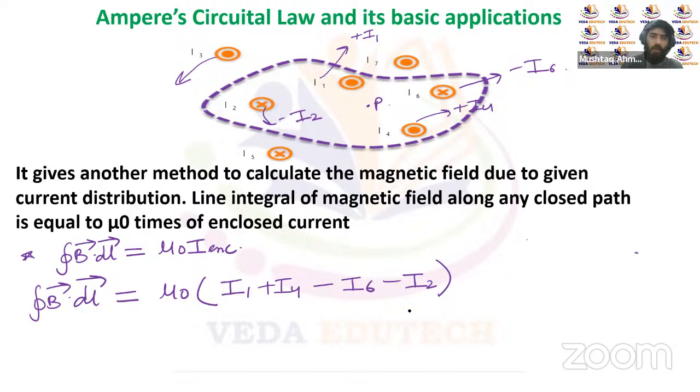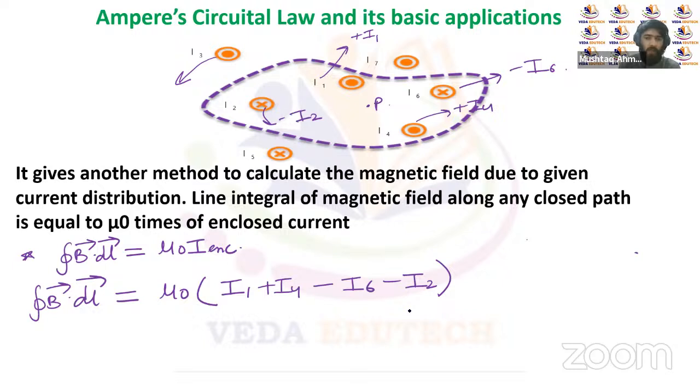I7 and I3 currents and I5 currents are not enclosed by this loop. So this will be the net magnetic field at this point P, right? Or we can say this is how we can apply Ampere's circuital law for this loop. For different symmetric systems, it's a very handy and important law to calculate the magnetic fields due to different symmetric current distributions, right?